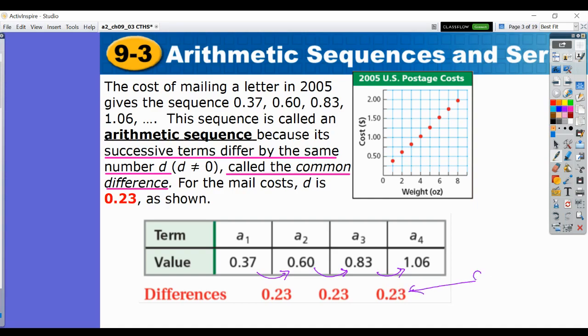This number is called the common difference, and we use the letter d. It can also be negative. If it's going down, it would be negative. Okay, so that's important to know, that that is the difference, the common difference. It's common because it's the same all the way down the sequence.